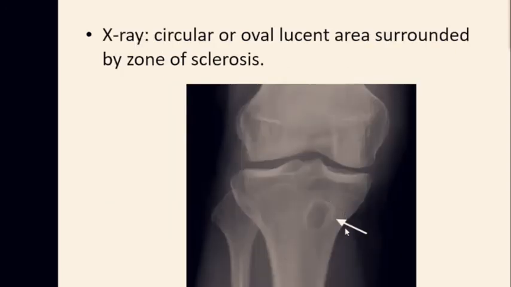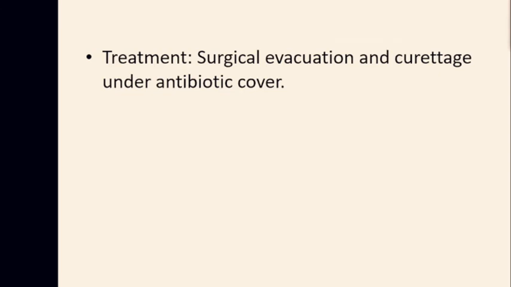If you take an X-ray, look at this lytic lesion, this translucent area surrounded by a zone of sclerosis. This is Brodie's abscess. It will just remain like that. If you put in a needle and take out the infective material, you will find not pus but a seropurulent type of discharge. The treatment is that you just curette it. You give antibiotics and curette. Surgical evacuation by curettage under antibiotic cover is the treatment. And with this we finish this class on acute osteomyelitis.